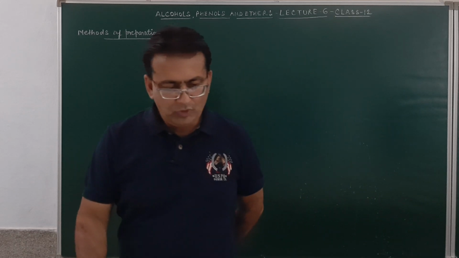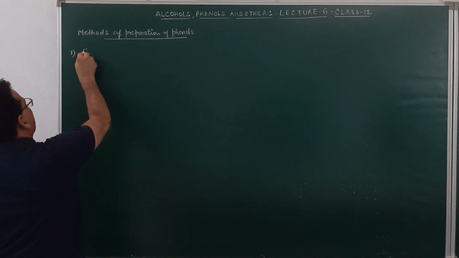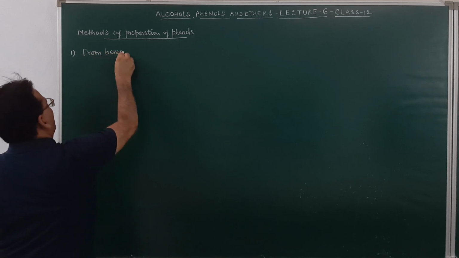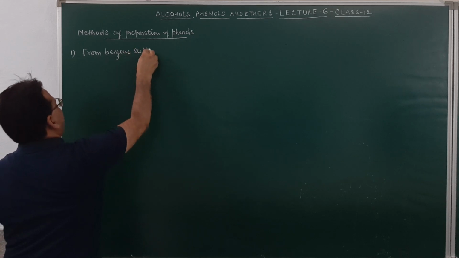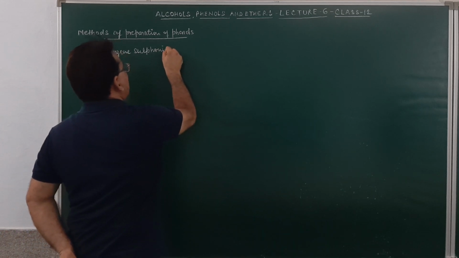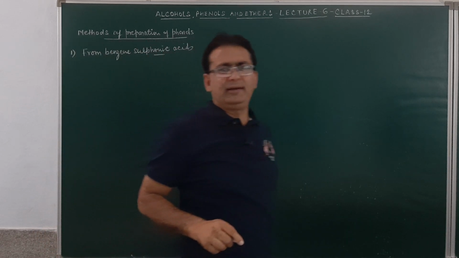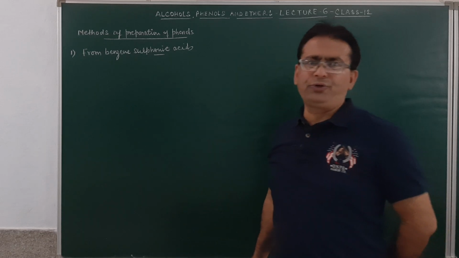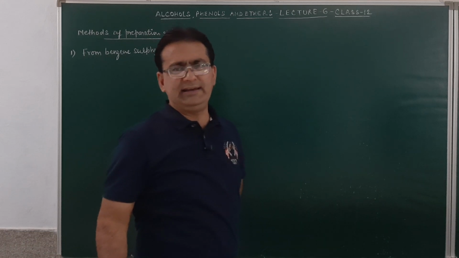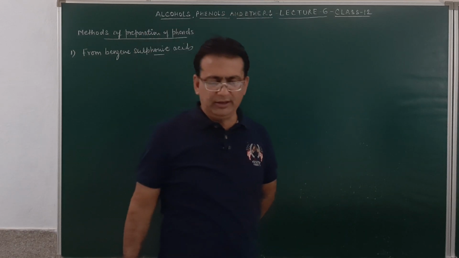The first method is from benzene sulfonic acid. How do we prepare it from benzene sulfonic acid? Benzene sulfonic acid, when fused with sodium hydroxide, will result in the formation of sodium phenoxide. Sodium phenoxide, when treated with dilute acid, will result in the formation of phenol.